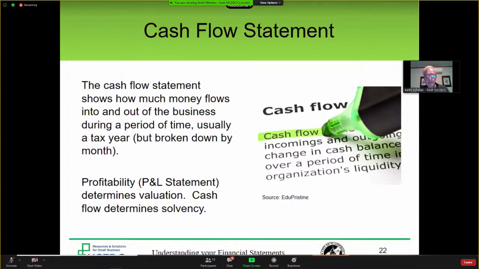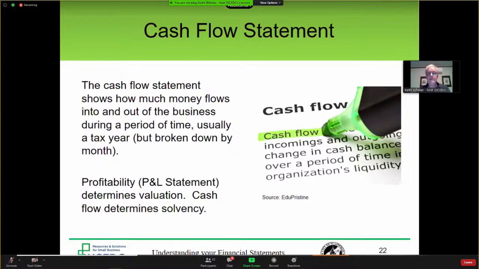So we'll take a little bit closer look at the cash flow statement than the other two, because it is so critical. And so essentially what I say here is profitability from your income statement or your P&L statement determines valuation. What I mean by that is that if you were to sell your business over time, typically one way to determine or estimate the value of a business is a multiple of your profits. So it could be a 4 or 5 times multiple of your annual profits might give you a good ballpark value of your business if you were to sell it.